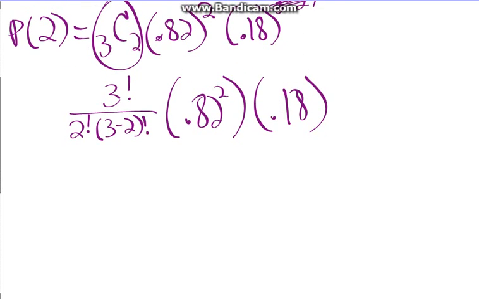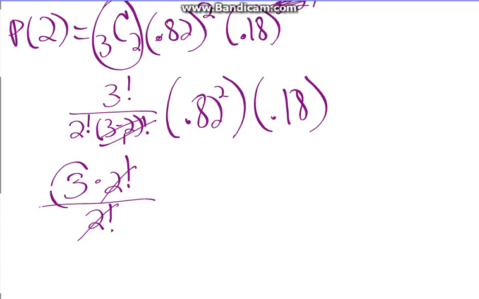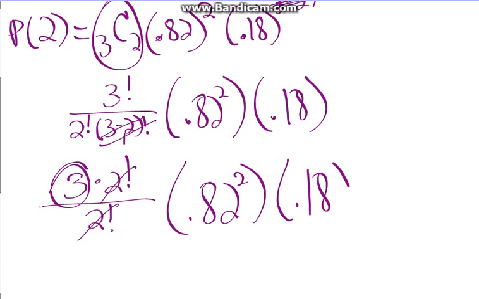And we'll keep going. The 3 minus 2 here is just 1 factorial, which is just 1. So now we have 3 factorial over 2 factorial, which we can rewrite as 3 times 2 factorial over 2 factorial. Those cancel out. So we're just left with 3 times 0.82 squared times 0.18.